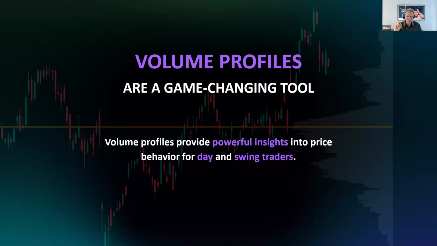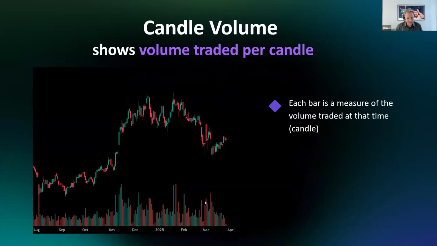Now, for those of you who may not know what volume profiles are, let me give you an example. We've heard about regular volume, and volume typically is available on every single chart. You can see it here underneath the price chart. This is just regular candle volume. This is not yet a volume profile. With regular candle volume, you can see how much volume was traded at a particular candle. There can also be a number behind this bar. You can see if there was more or less volume traded at a particular moment in time. So that's regular volume.